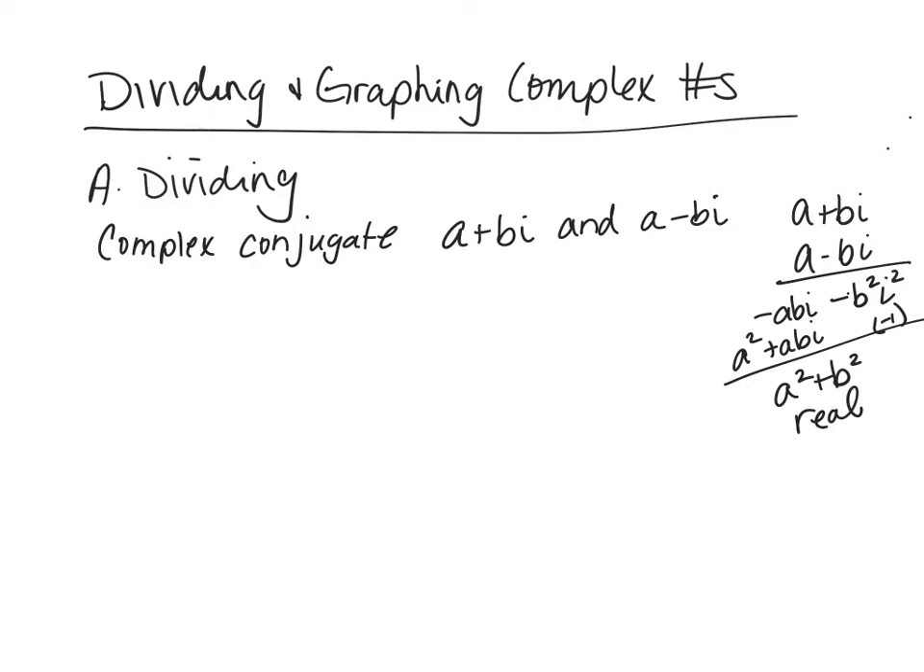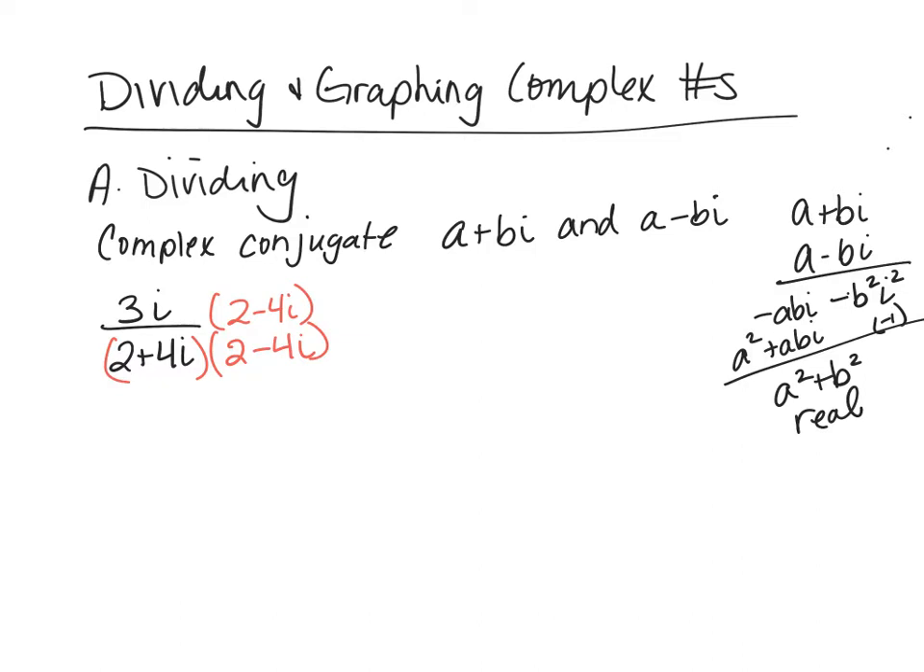So if I have 3i divided by 2 plus 4i, I'm going to multiply the denominator and the numerator by the complex conjugate of the denominator. So 2 minus 4i. And our fraction rules apply. Whatever I do to the bottom, I have to do to the top. And then we'll use what we learned about multiplying to simplify this.